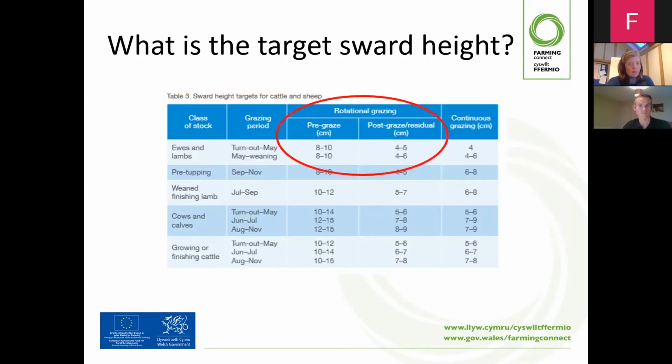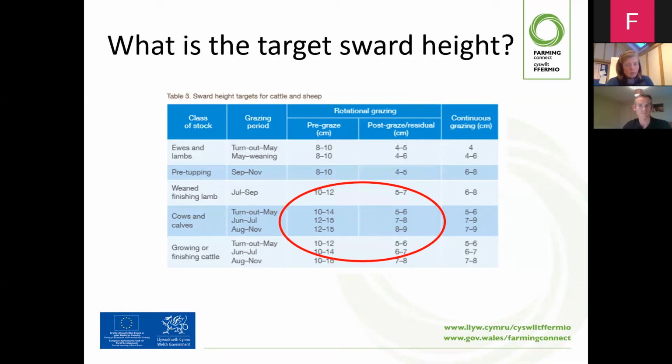And then it's thinking about what your sward height targets are. This example up here is using lambs, so pre-graze versus post-graze, going in at sort of 8 to 10 and coming out at around about 4 to 6 under rotations. And then this is for cows and calves, so going in slightly higher, again based on how they graze. They're sort of ripping at that grass and coming out at sort of 5 to 6, and it might be a bit lower depending on what your target is.